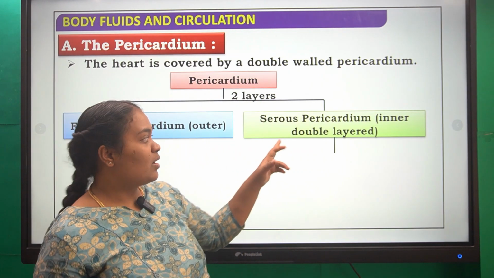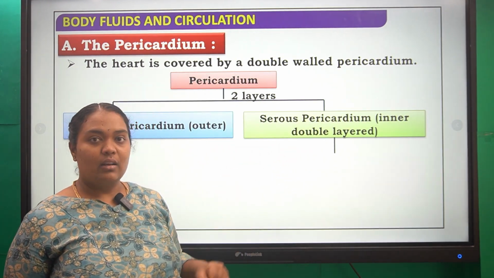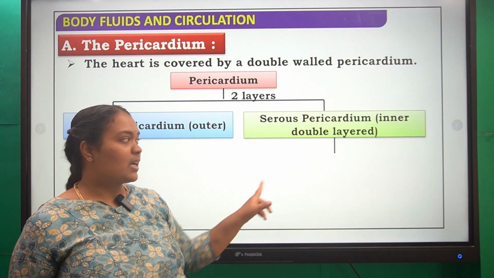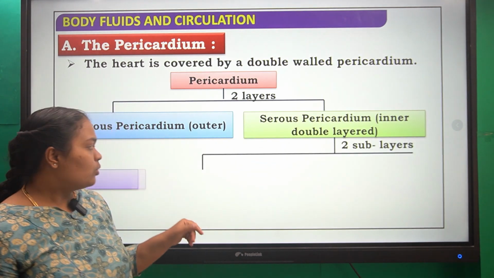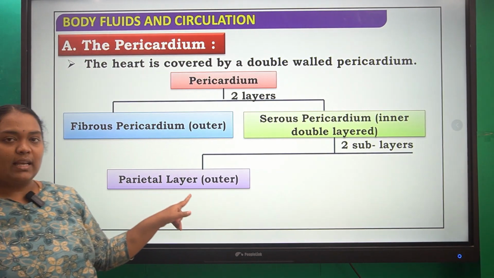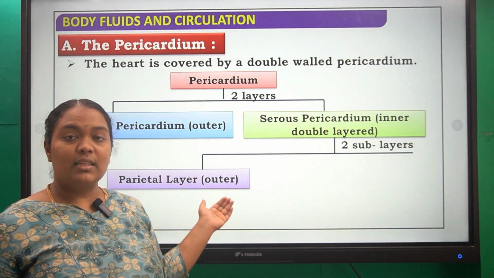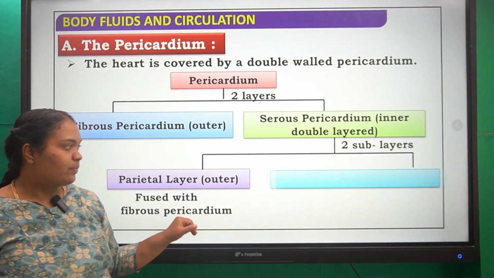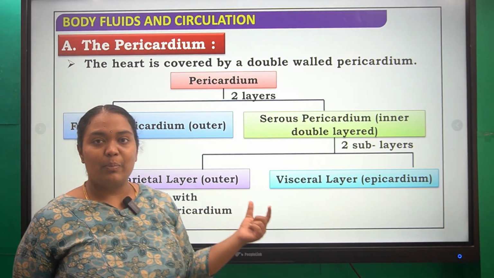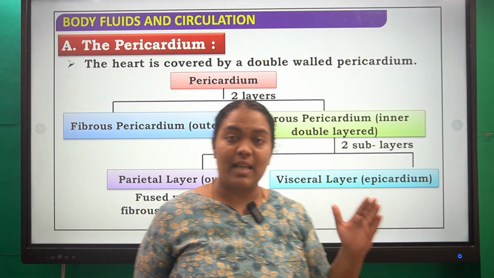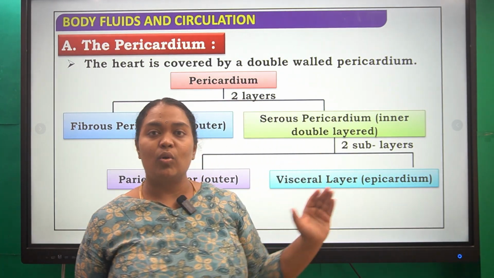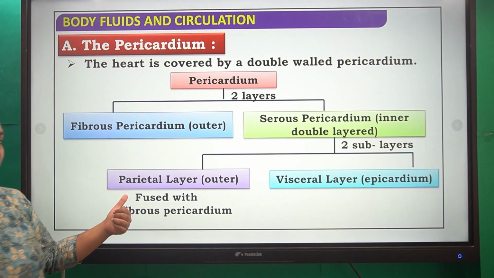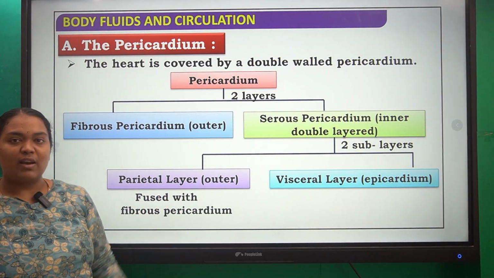And the next part is the serous pericardium, or the inner double layer. Serous means what? It has more of the serous cells, and the serous pericardium is made up of 2 layers, the parietal layer, which is present towards the outer surface, and next the visceral layer. The visceral layer, or epicardium, is in close contact with the heart. That's the reason whenever a tissue is in close contact with the organ, it is called visceral. So the visceral layer is the epicardium, and the parietal layer, or outer layer, is fused with the fibrous pericardium.